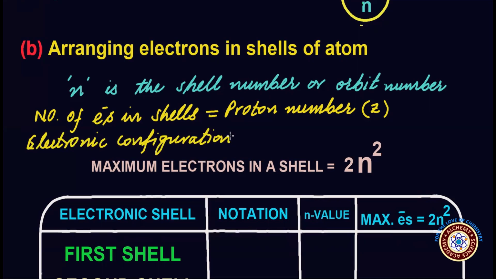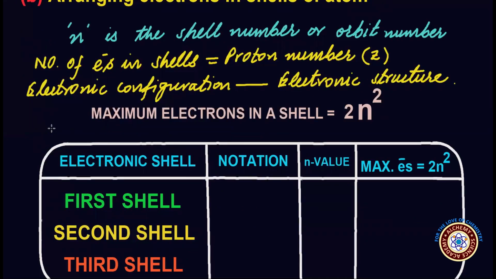This electronic configuration is sometimes also called electronic structure. This orbit number, that is small n, is a non-zero positive integer, and its smallest value is 1 and increases as 1, 2, 3, 4, 5 and so on up to infinity. It is a non-zero positive integer, and it is particular for a shell.